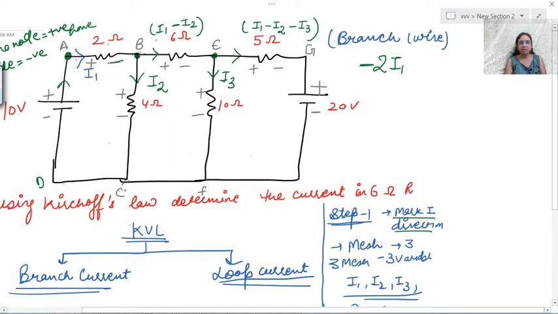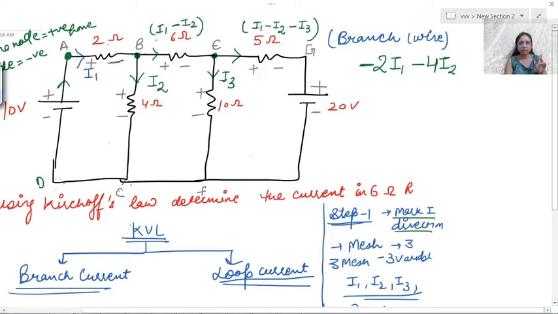What is the second sign coming in your path? Again, I'm saying that you are moving, not the current. Just leave that current. Now you are moving from A to B, B to C, C to D, and back to A. So you are moving from B to A. What is the second sign coming in your path? That is negative 4 resistance, and current is how much? I2. C to D, there is nothing, leave that.